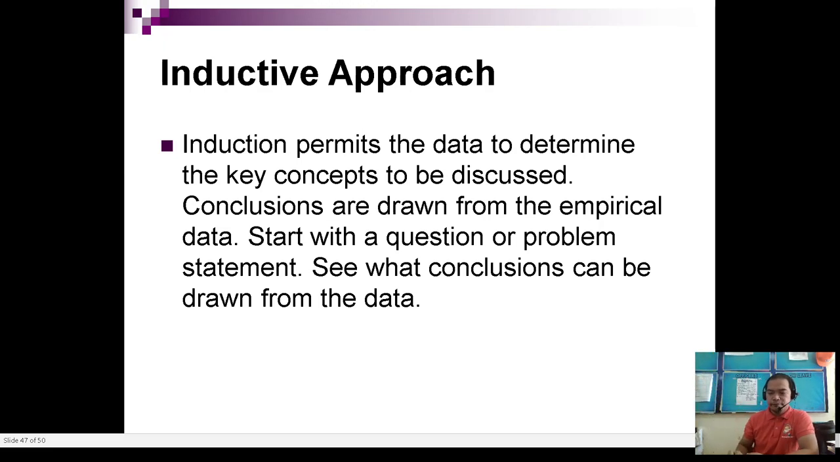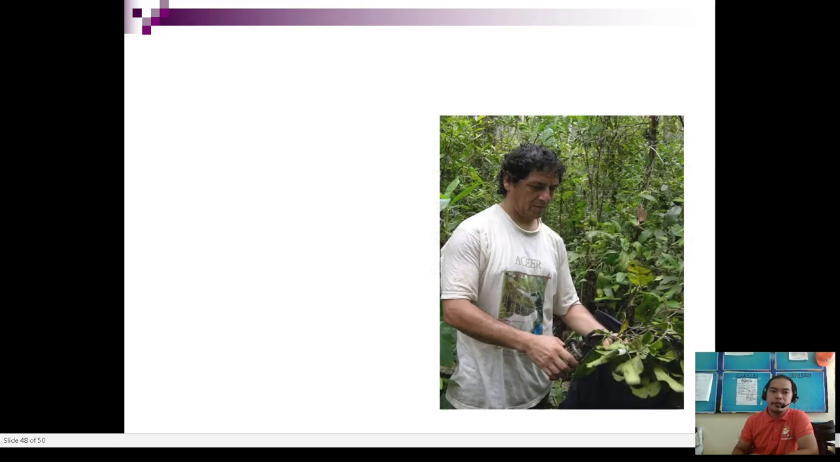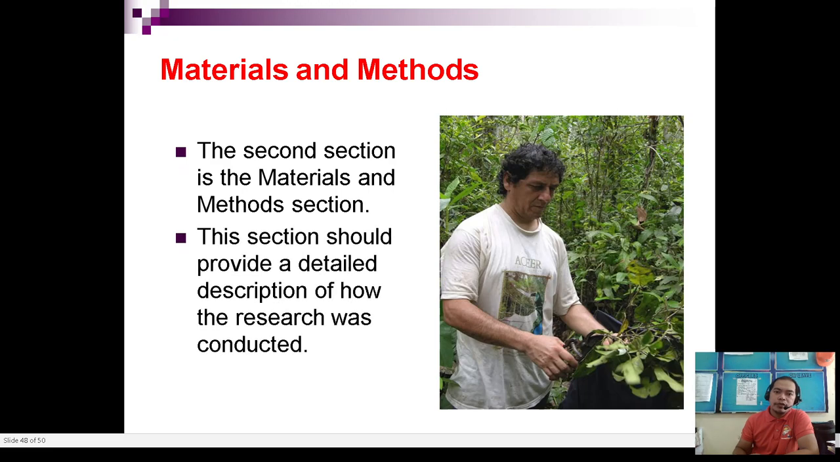Okay. So the other one is from the general statement to specific data, no? That's the deductive-inductive approach. Next, materials and methods.